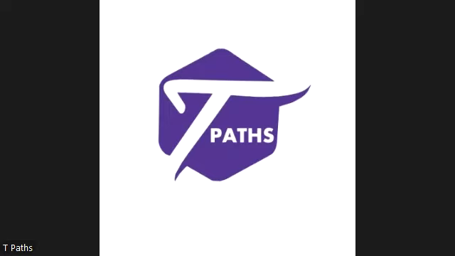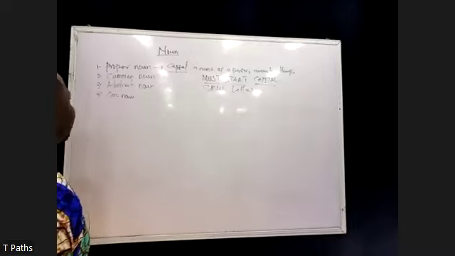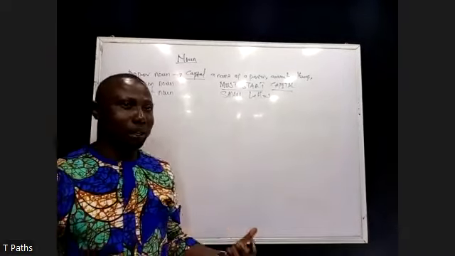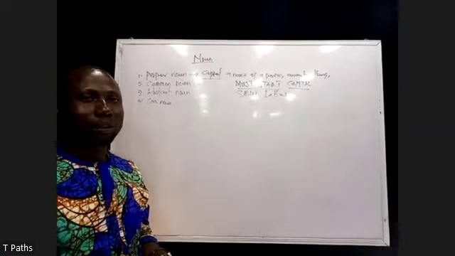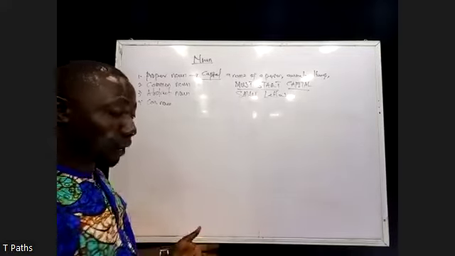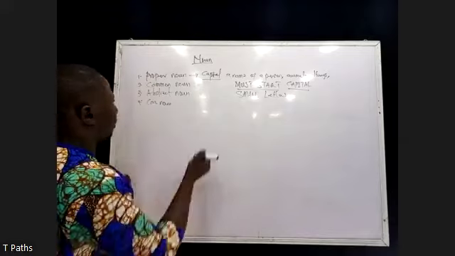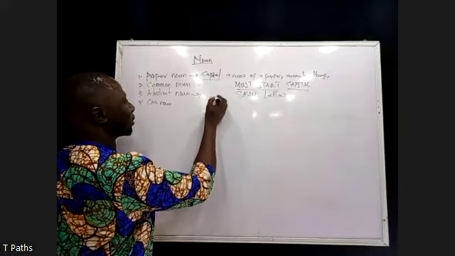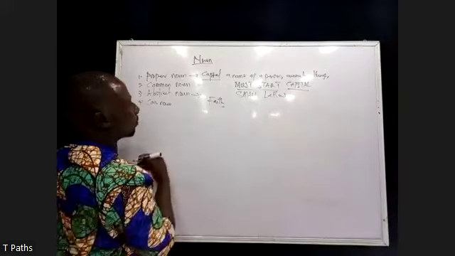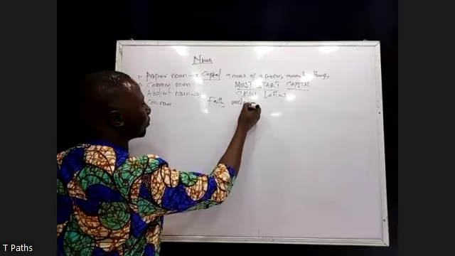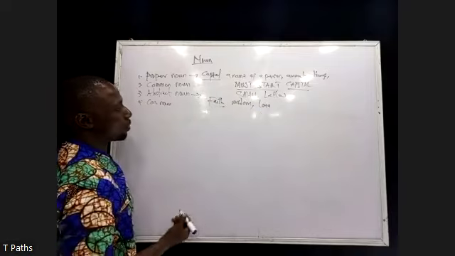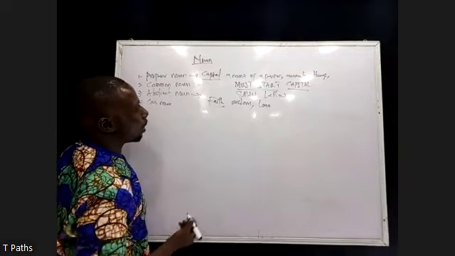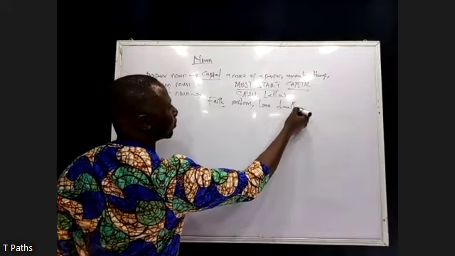Now we have another aspect of noun, which is abstract noun. Under abstract noun, these are nouns that cannot be seen, but we can definitely feel them in our environment or society. Examples are faith, wisdom, love, and death.